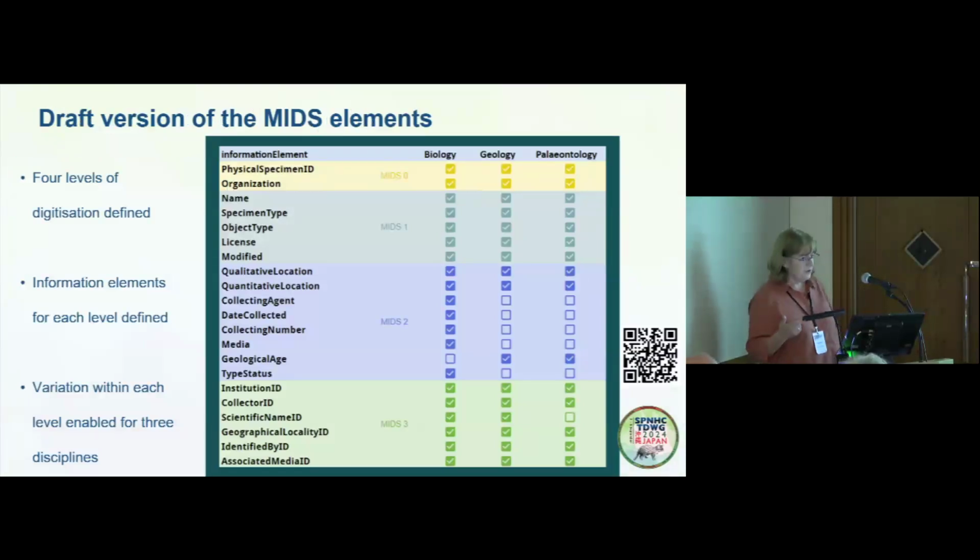So the 4 MIDS levels have now been defined, and the MIDS information elements for each of these 4 levels have also now been defined. This includes the recognition that different requirements for biology, geology and paleontology should be recognised, and a draft version of the MIDS levels and the MIDS information elements are available on the MIDS GitHub, and there's a link to that just on the right here.